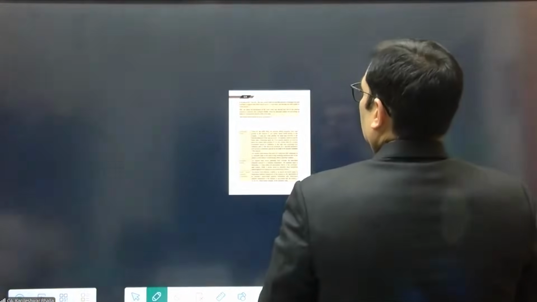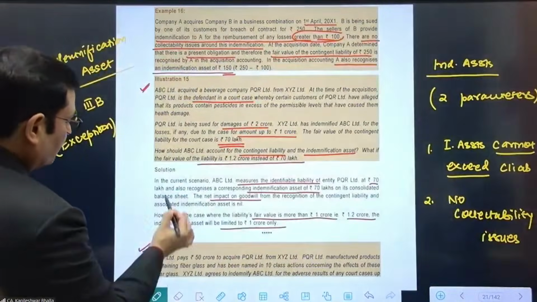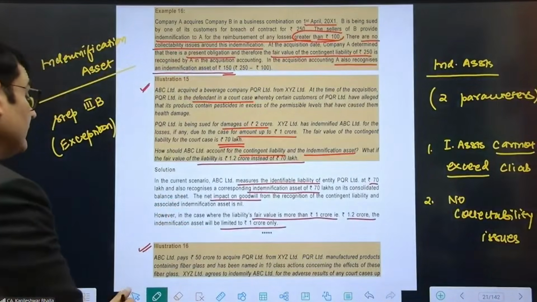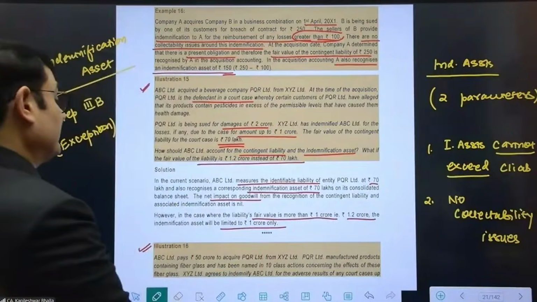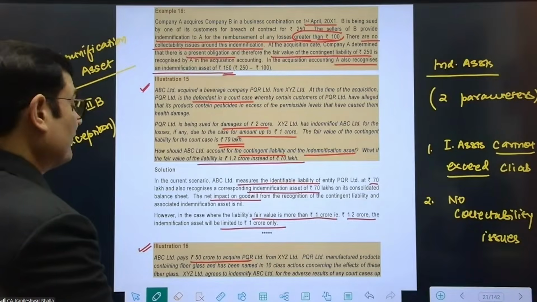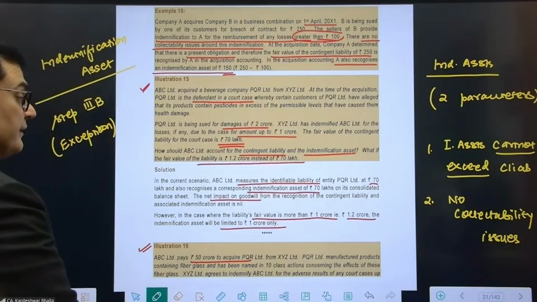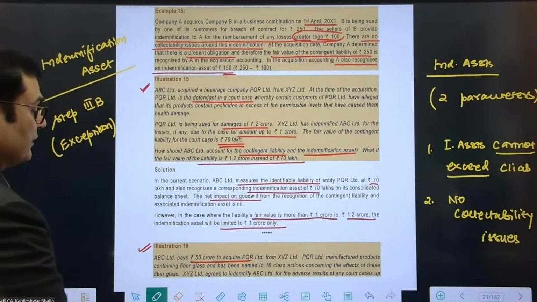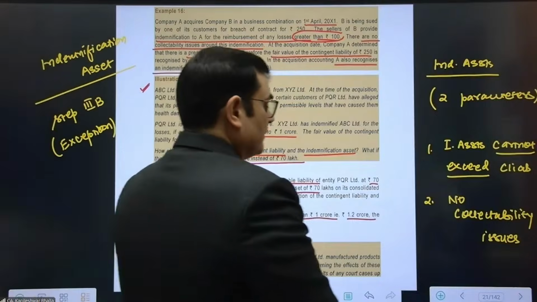Okay, so this is inputs done. And let's take another small little example as well. There's another illustration number 16. Let's do that as well to become more clear. It says ABC pays 50 crores to PQR from XYZ. So this is the purchase consideration which is paid. PQR manufactured the products containing fiberglass and has been named in 10 class actions concerning the effect of these fiberglass. XYZ agrees to indemnify ABC for the adverse results of any court cases which comes up.